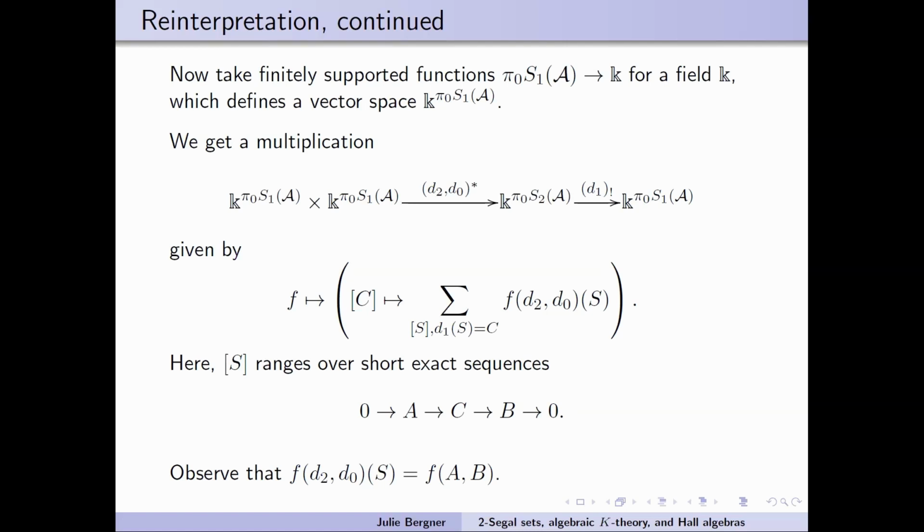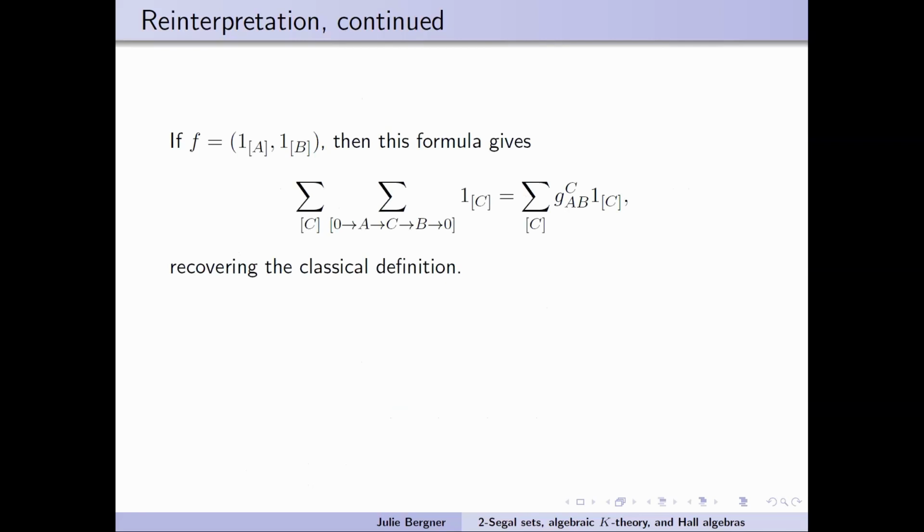And notice, if I take that composite, what is d2, d0 of S? That's just F of A, B. Technically I probably should have put little brackets around these because I want to think of them as elements of pi 0, so they're isomorphism classes of objects. If I take the special case, let F just be the characteristic function of those isomorphism classes, 1_A and 1_B. Reinterpreting what I just wrote, I get a sum over isomorphism classes of objects C, a sum over short exact sequences with C in the middle, and then that's a sum over the characteristic function of C. Counting those short exact sequences, that's exactly this Hall number G_C^A. So that's going to recover the classical definition.